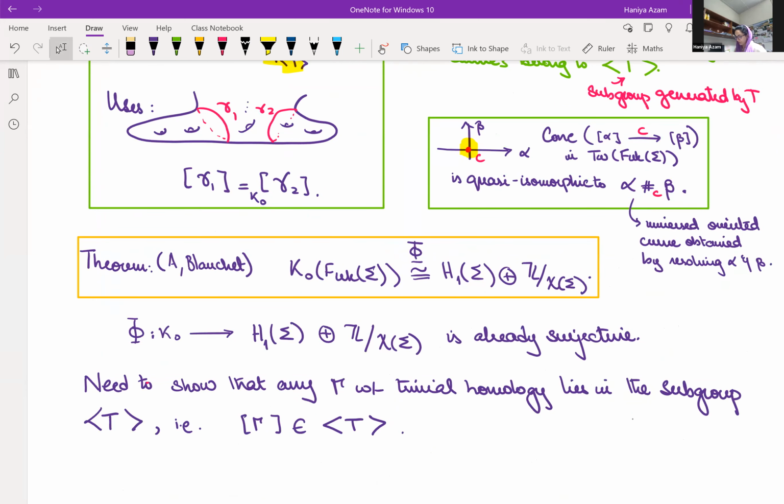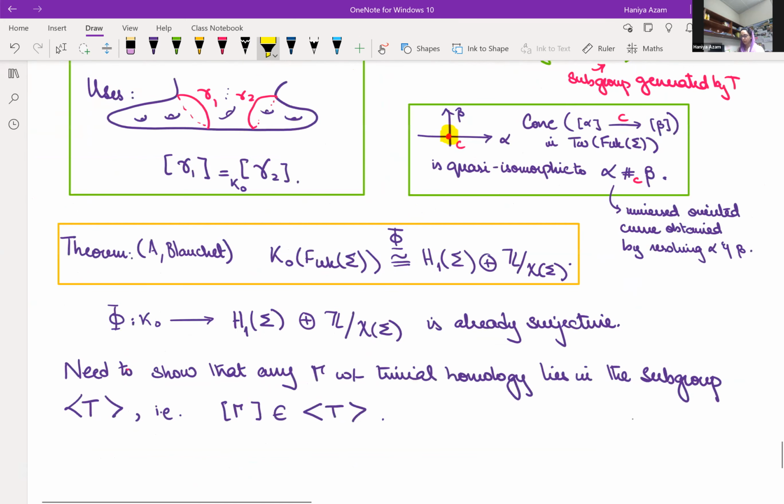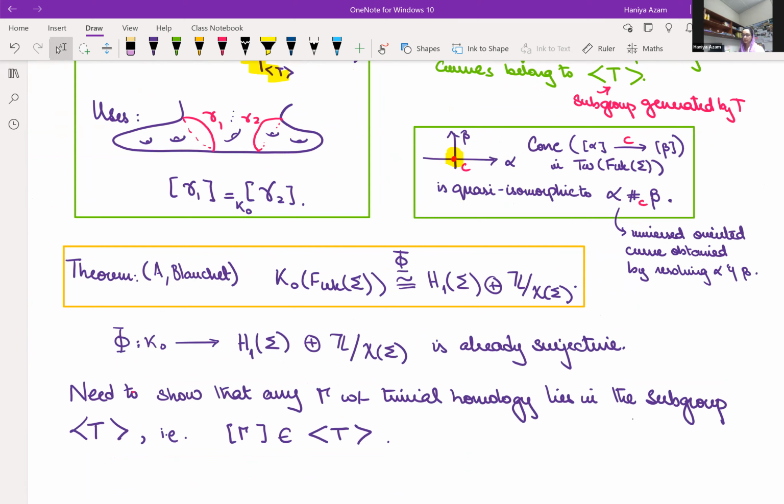So we have this theorem. The Grothendieck group of the Fukaya category is isomorphic to the first homology of the surface and this other summand, which is Z mod the Euler characteristic of the surface. And this phi from K0 to this, as we saw earlier, is already surjective. So the only thing you need to show is that any gamma with trivial homology lies in the subgroup T. So it just goes to 0. And this is what you want to show.